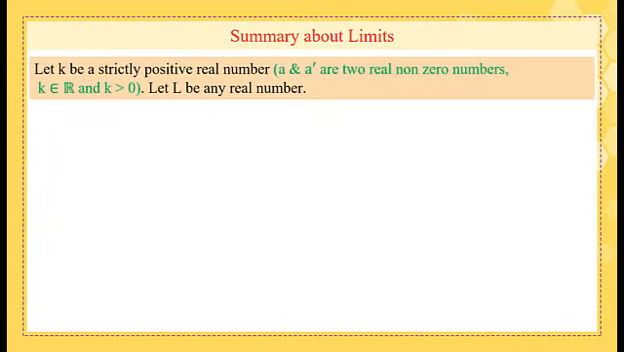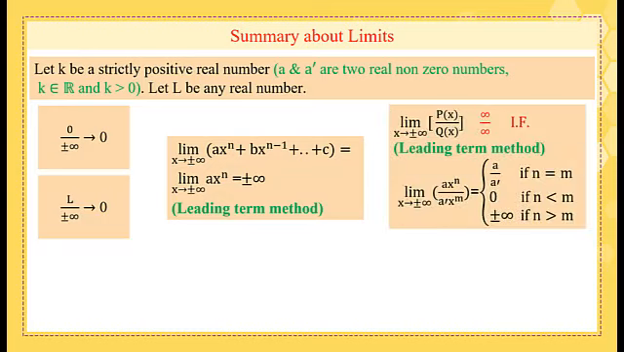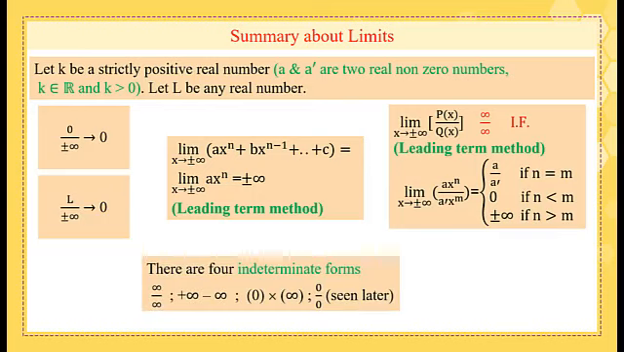A sum up of our lesson. First, 0 over plus or minus infinity will give us 0. L over plus or minus infinity will give us 0. A leading term method for polynomial functions. Also using leading term method to get these results about the rational function. Don't forget that we have 4 indeterminate forms: infinity over infinity, plus infinity minus infinity, 0 times infinity, and 0 over 0, which will be seen later.